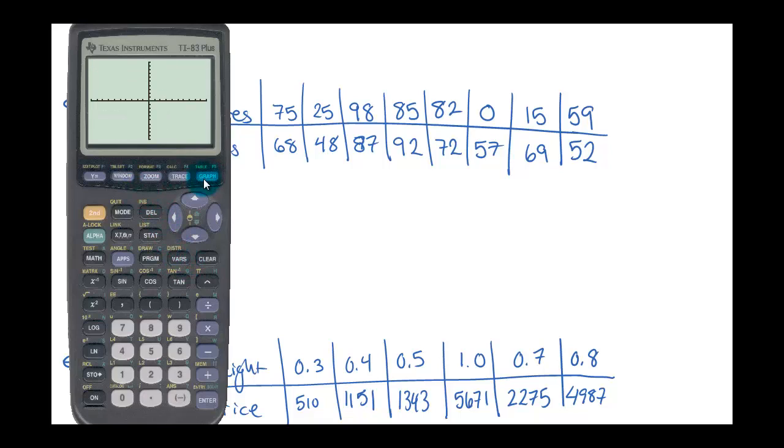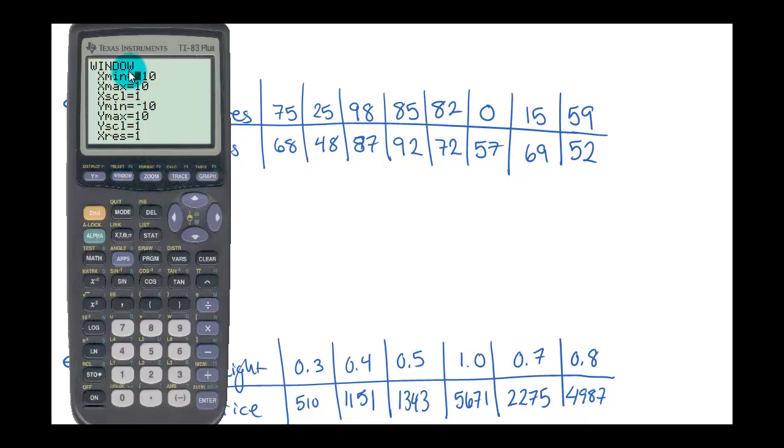Now, if you go to the graph right now, you probably won't see anything. If your graph is set on the standard viewing window, which is -10 to 10 in both the X and Y directions, then the problem is that all of these data values are bigger than 10. So we're not going to see anything if we just graph it on this window.